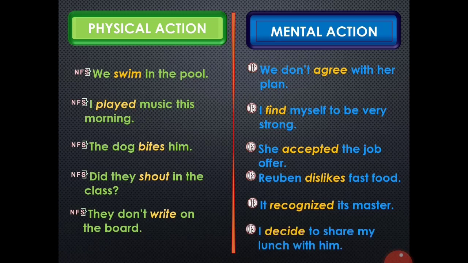And I decided to share my lunch with him. Here also you have to think about it in your head. You have to decide whether you want to share or you don't want to share. If you want to share, that means you decided to share.